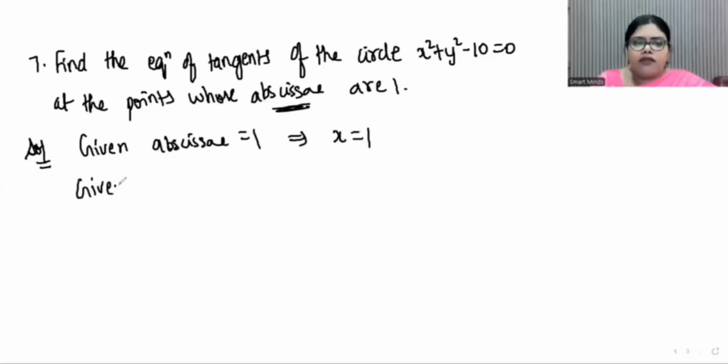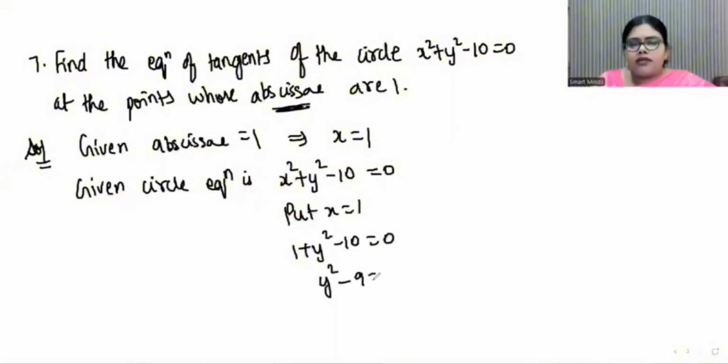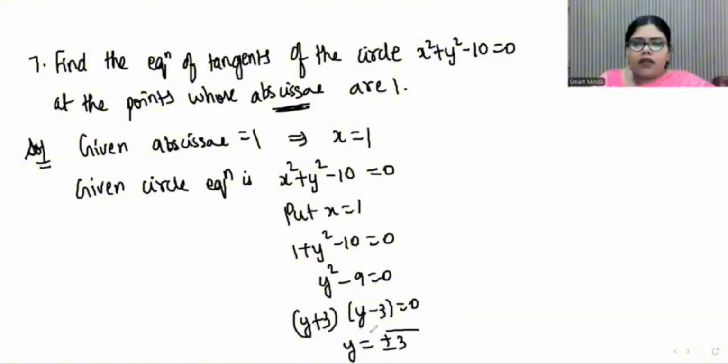Now what is the given circle equation? The given circle equation is x square plus y square minus 10 is equal to 0. Now put x is equal to 1 here. So 1 plus y square minus 10 is 0. So y square minus 9 is 0. So y plus 3 into y minus 3 is equal to 0. So y values are plus or minus 3. So this is the tangent equation.